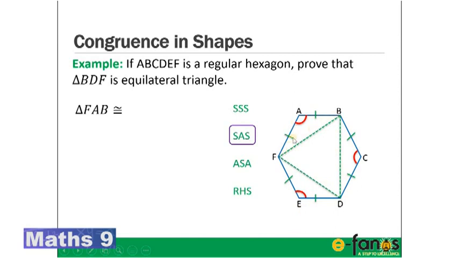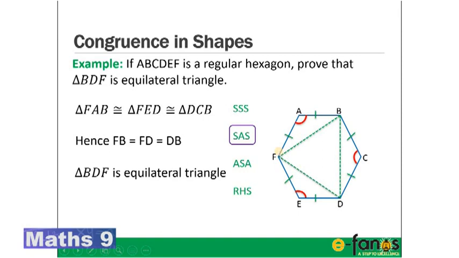Triangle FAB, that's this one here, must be congruent to triangle FED, which must be congruent to triangle DCB, by the SAS theorem, because they have a side, an angle, and a side which are equal in all of them. Therefore, FB must be equal to FD, which also must be equal to DB. That's the three sides of this triangle, and that means that the triangle BDF must be equilateral.